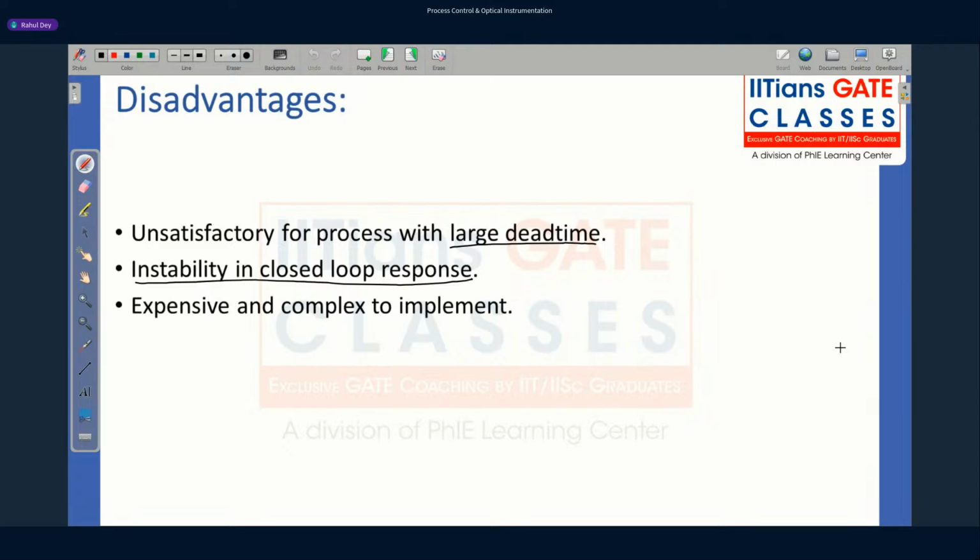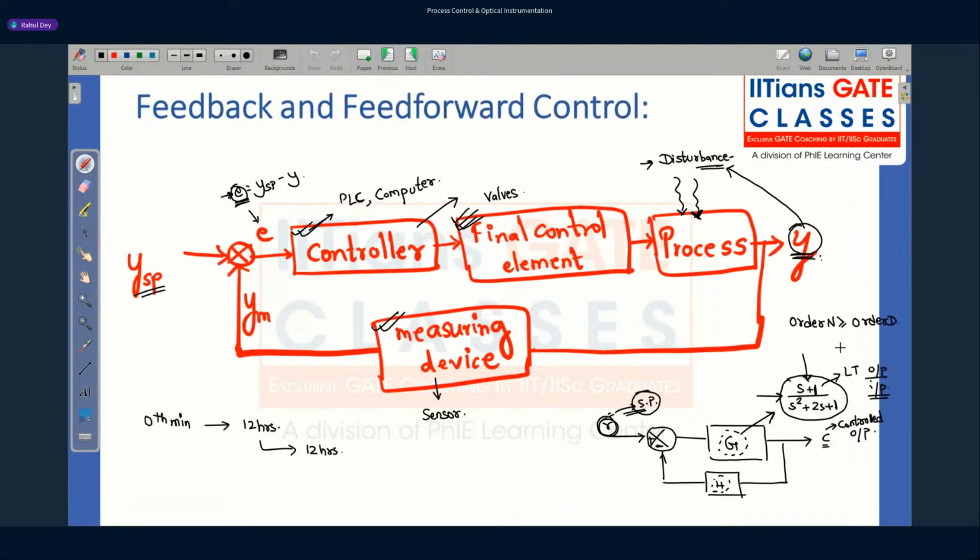Next disadvantage is that this is expensive and complex to implement. Okay, why so? Because we have this measuring device, and usually sensors are costly. This is a complex process also, because we require modeling of the process, a mathematical model. And usually, in our control system, this part, the transfer function, is always given to us, but calculating the transfer function is not that simple.